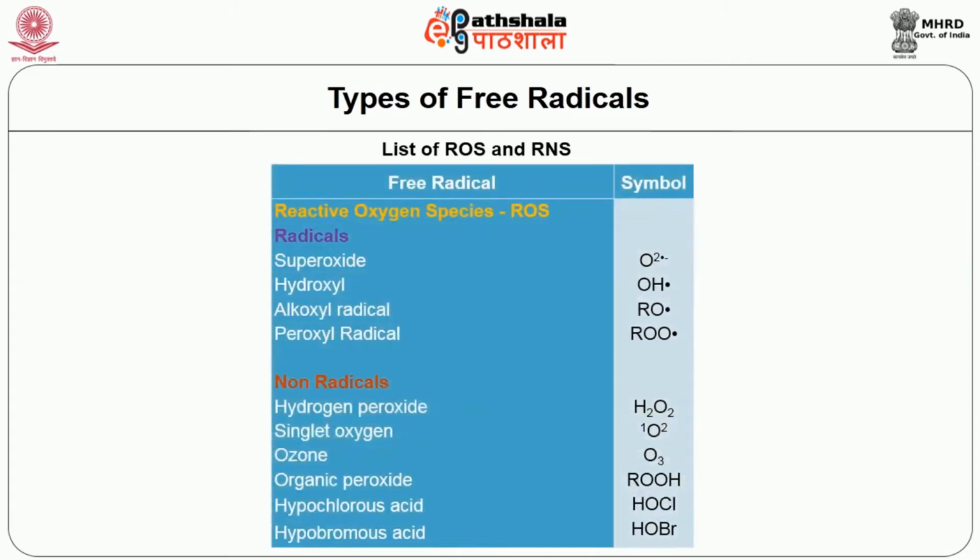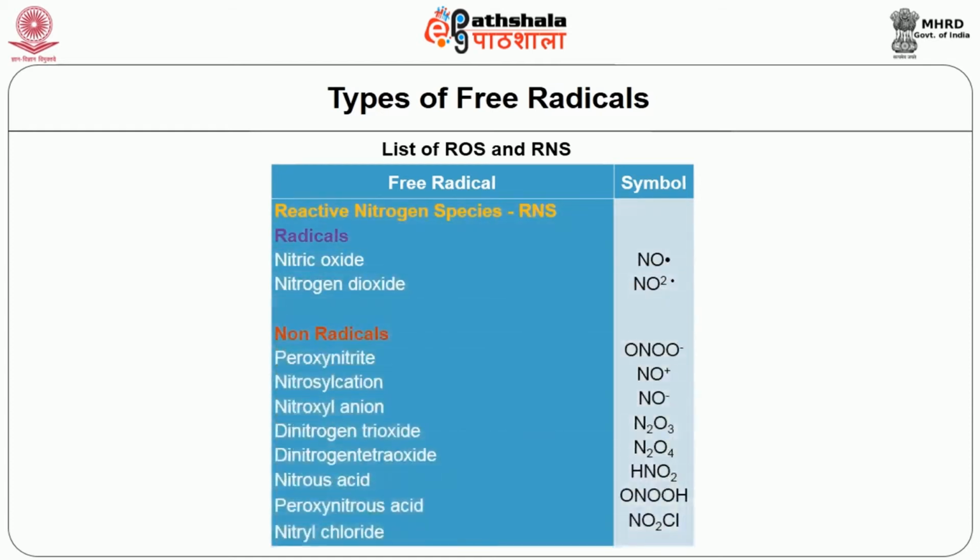These are some of the reactive oxygen species and reactive nitrogen species. In both cases, we have radicals and non-radicals. Under reactive oxygen species radicals, superoxide, hydroxyl, alkoxyl radical and peroxyl radical come. Under non-radicals, hydrogen peroxide, singlet oxygen, ozone, organic peroxide, hypochlorous acid and hypobromous acid come.